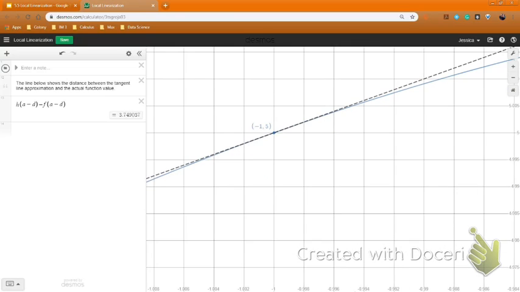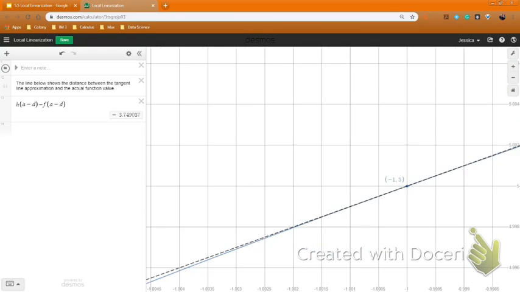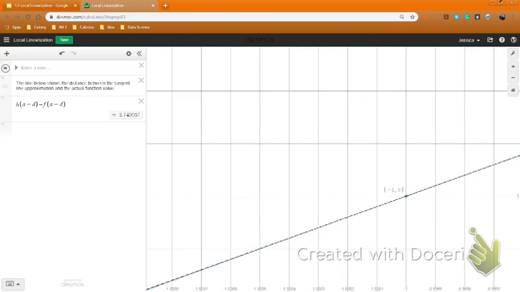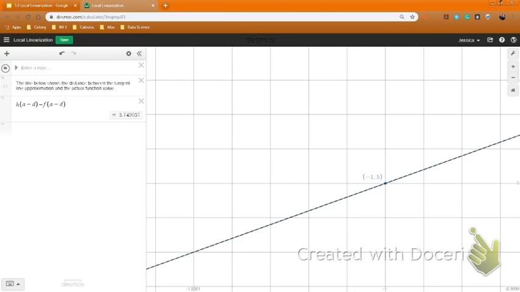But if I get close enough, remember this is why we learned limits. If I get close enough to this point, -1, 5, eventually you will not be able to tell the difference anymore between the blue function and the black dotted line. Now, can you guys tell a difference at all? If I made everything black and white, could you tell which one was which? No, they're literally right on top of each other.